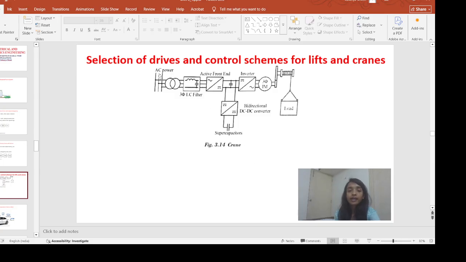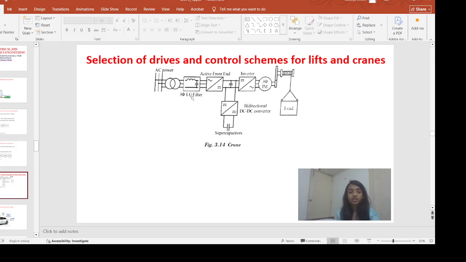Moving on to the next topic, which is selection of drives and control schemes for lifts and cranes. So here we have an AC power source. It will provide the AC current, electrical energy to the system. And it will also provide the initial power needed for the operation, which is then conditioned and converted for use in the system.